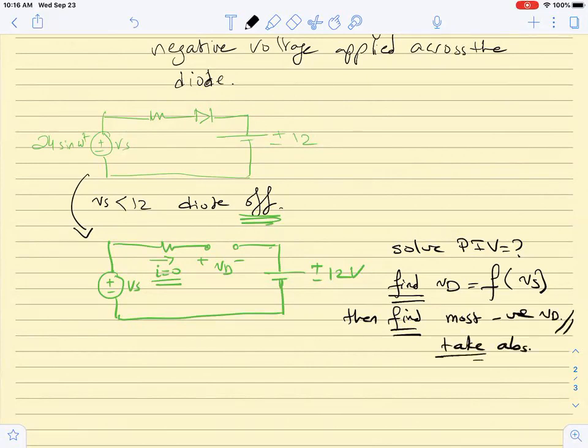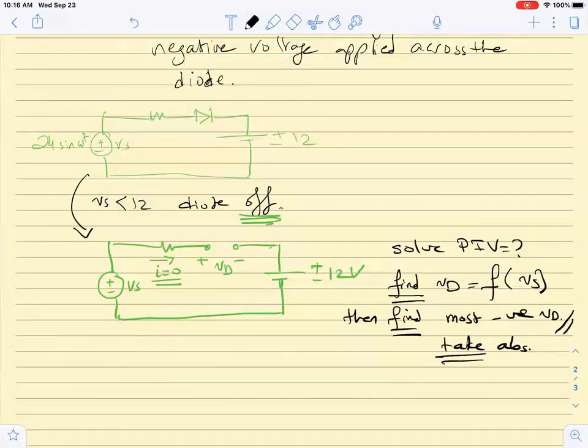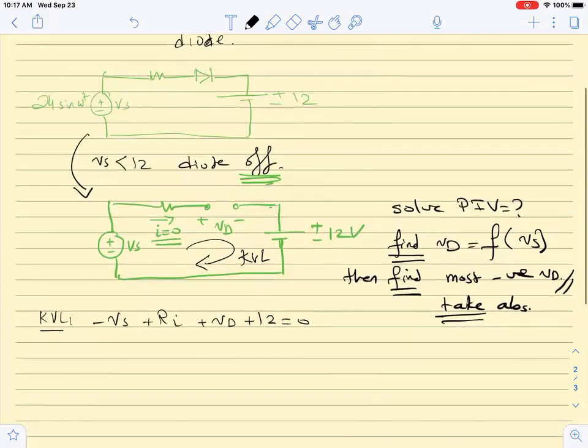Okay, so to find VD as a function of VS, what is the equation that I have to solve for? I find VD as a function of VS using KVL from the circuit. What does KVL tell us? KVL tells us that minus VS plus IR plus VD plus 12 equals what? Zero. Don't forget the battery. I'm moving with KVL although I is zero and this is an open circuit, because the battery is connected between 12 and this side. Basically, since there is no current, there is no voltage drop across R. So this tells me that the V diode is equal to VS.